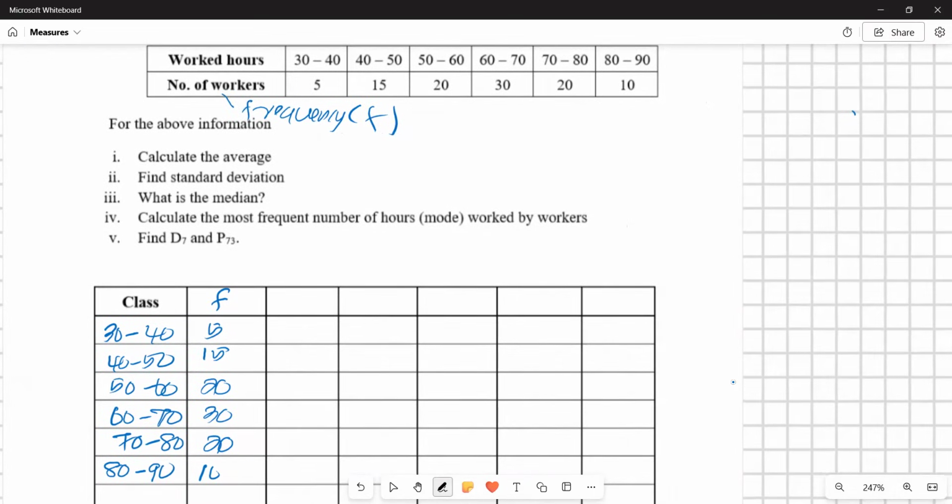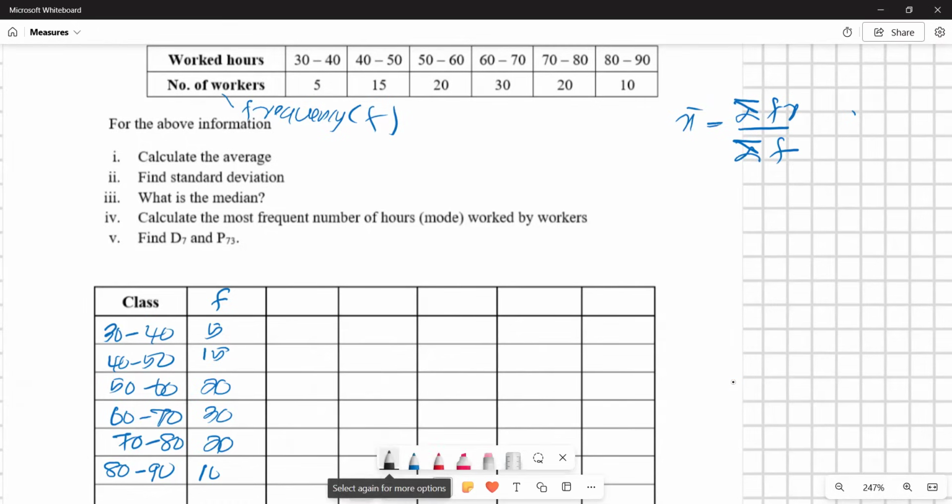x bar. Right. x bar equals sigma fx divided by sigma f. The management, BA, accountancy people, you can use this one. But IT people, we have to use the formula like this.